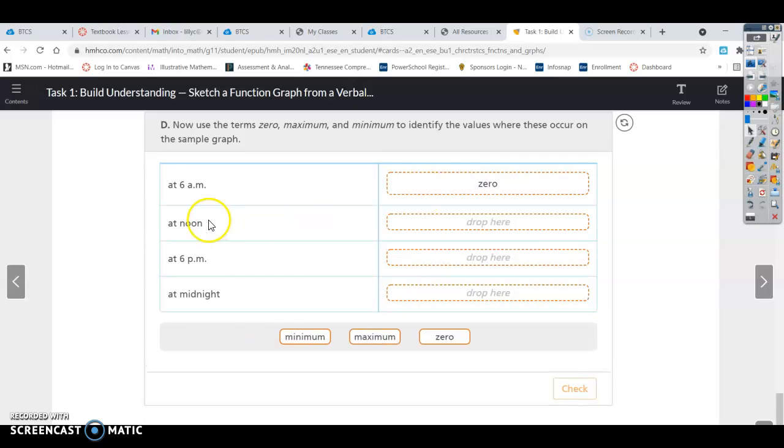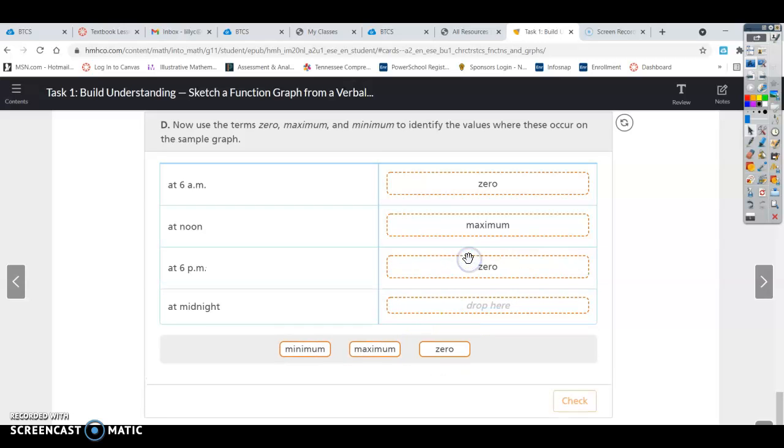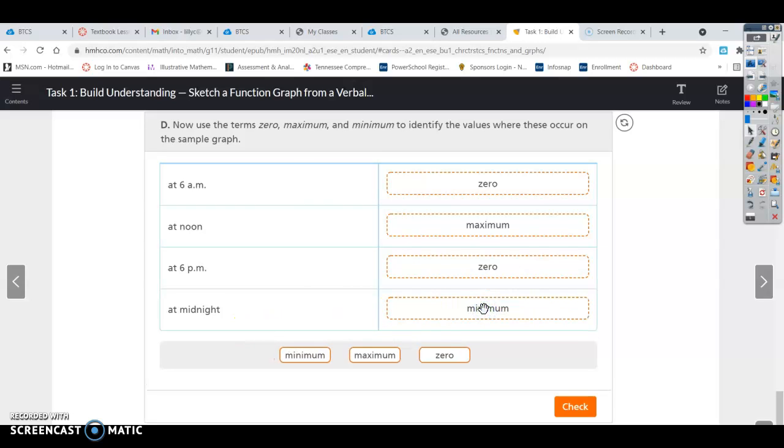At noon, you know that's well above 0. That would be the maximum. That's the highest point of the day. At 6 p.m., you come back down and hit 0 because that's where the sun sets at the x-axis. And at midnight, that's going to be your minimum value.